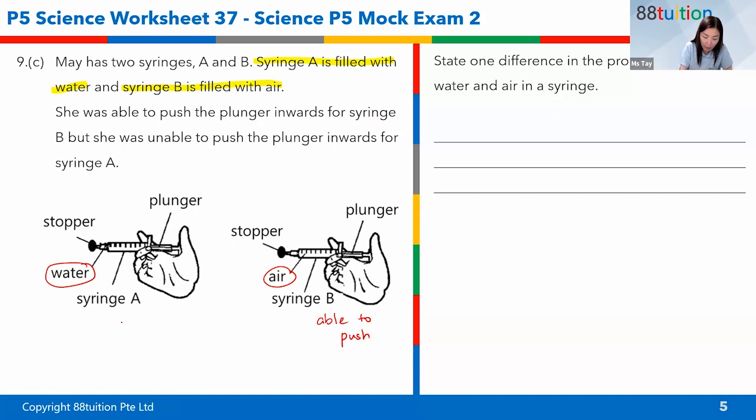But the other one, she was unable to push, right? The plunger. So what does it mean to you? Okay, what is the difference here? State one difference only here, in the property between water and air in a syringe.